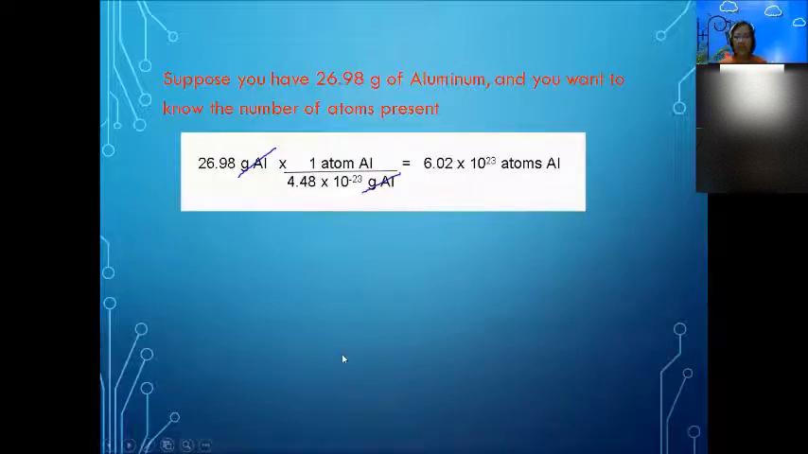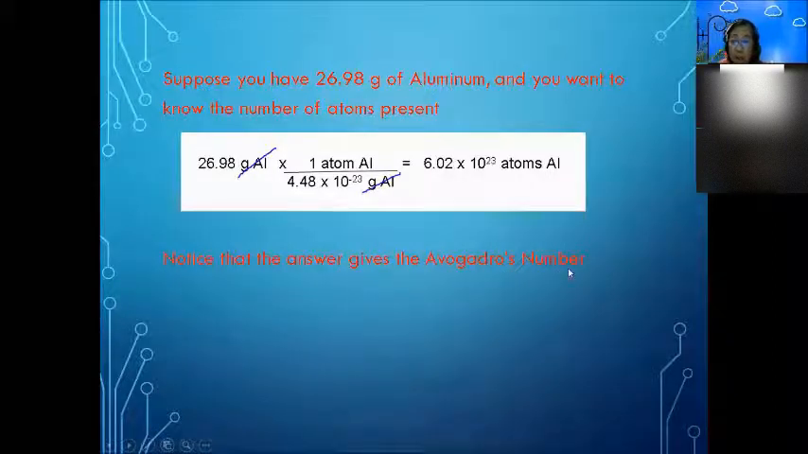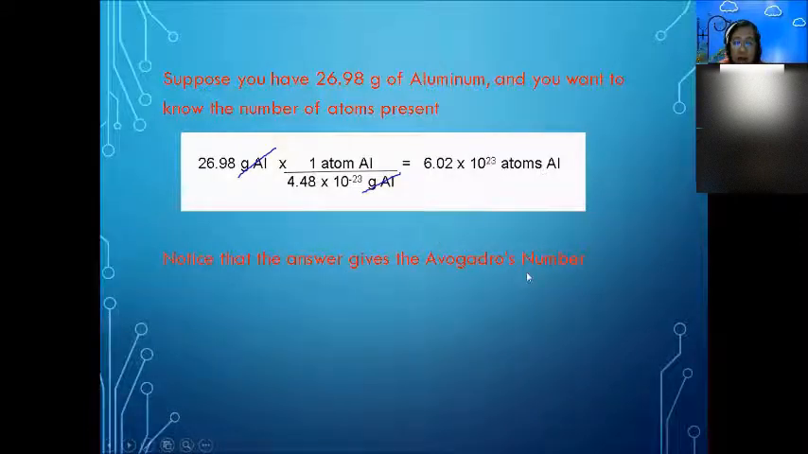Okay, what do you notice here, class? What do you notice? Anybody? The number of atoms that we obtain gives the Avogadro's number. Tama ba? Okay? Notice that the average gives the Avogadro's number, which is actually the number of atoms of 1 mole of aluminum. So the molar mass of an element, therefore, is the mass of 1 mole of that element.